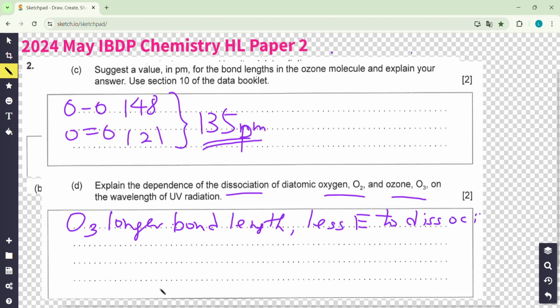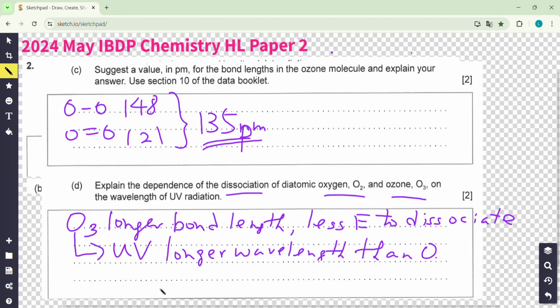So it will absorb UV light of lower energy. Remember, lower energy is a longer wavelength. So for ozone, the UV light that dissociates it will have a longer wavelength. But you have to say clearly that ozone's UV is a longer wavelength than oxygen's. Make sure you make the comparison. So that's it.